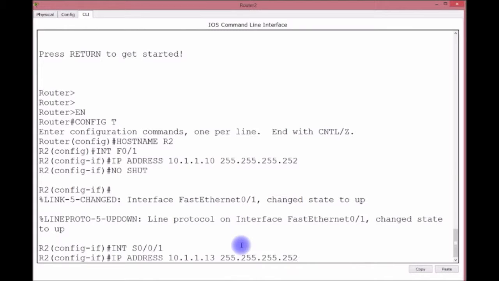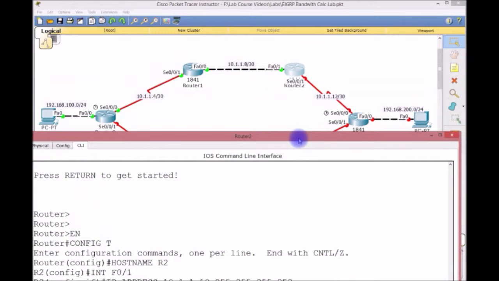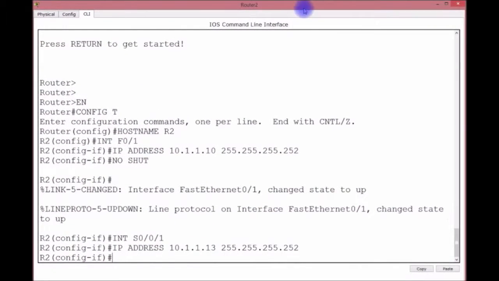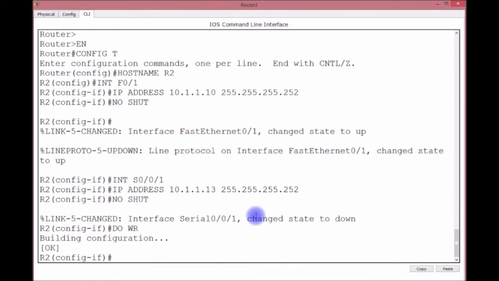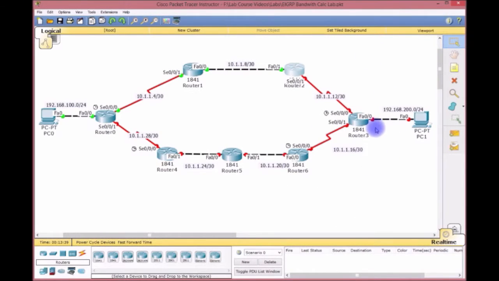255.255.255.252. Oops, 252. And does this have a clock rate on here? No clock rates. Okay, just to verify. So just do a no shut. On there, do WR, do show IP route. Let's take a look at our routing table. If I can spell it. All right, and there we have connectivity between the 10.1.1.8 network, right? So we can ping within that network. So that's good.